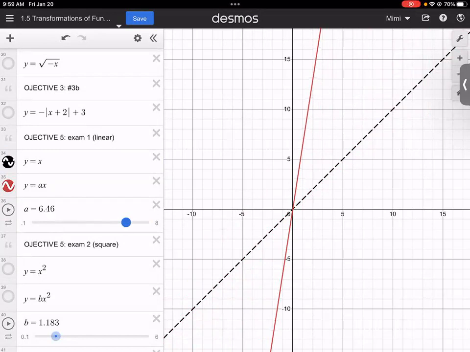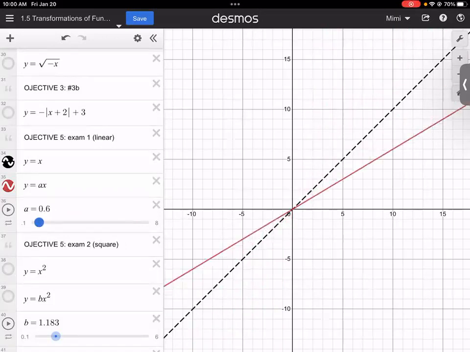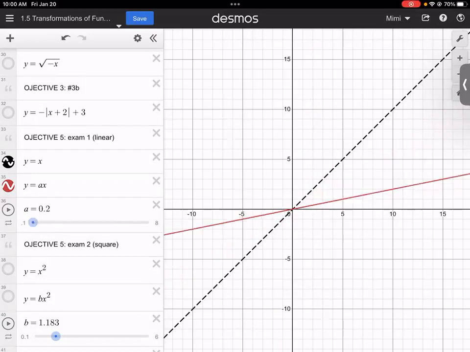So that means the function grows faster, right? Say if you want to evaluate at 1, well, 1 for the black one is 1, right? But 1 for the red one is all the way up there, right? So it grows faster. But when the positive value is small, between 0 and 1, then the function gets less steep.